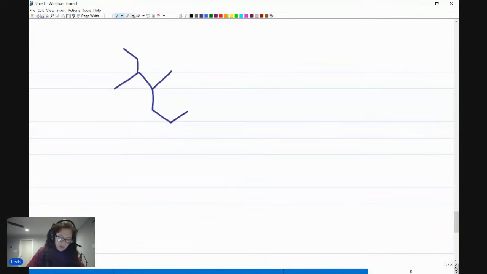All right, so typically for the parent chain, it's common to look for the one that looks like it should be the parent, but that's a trick. You want to look for the longest carbon chain.